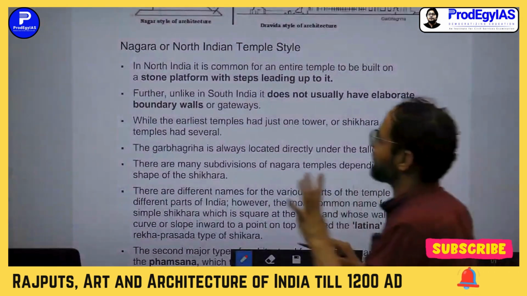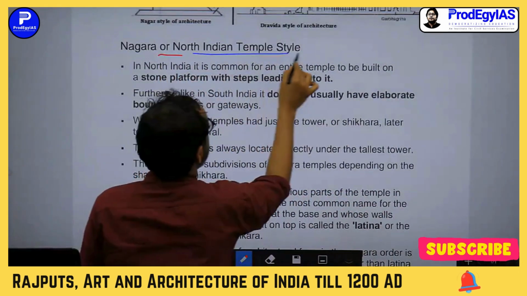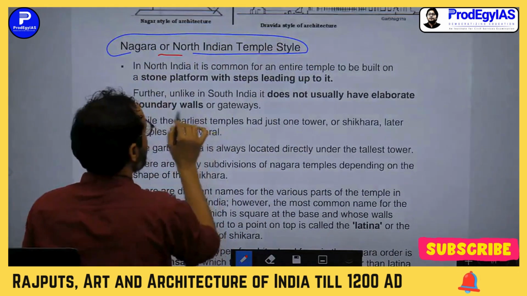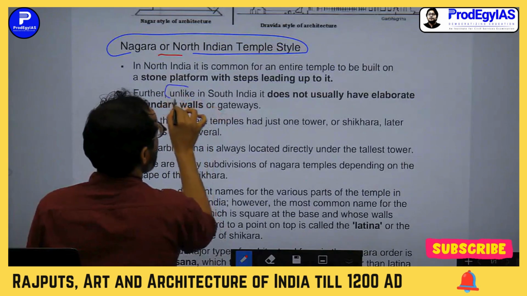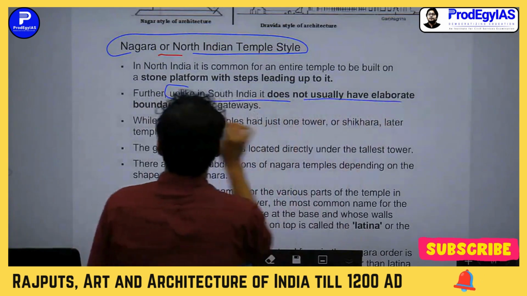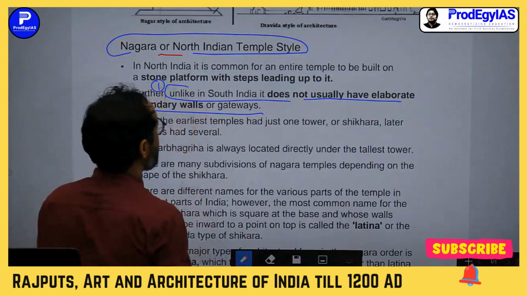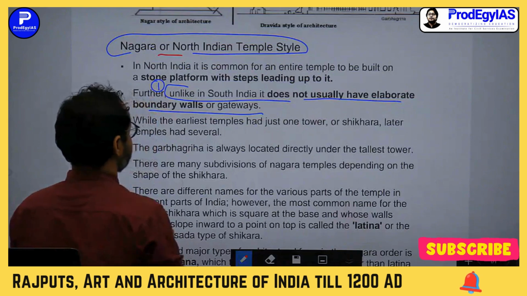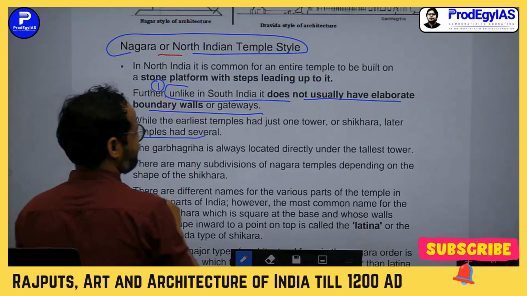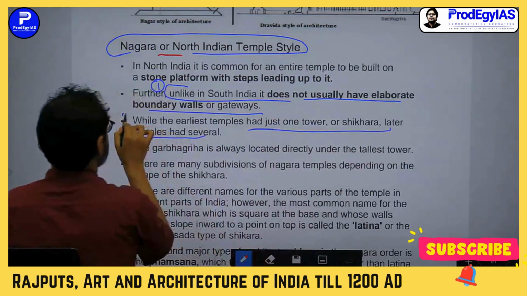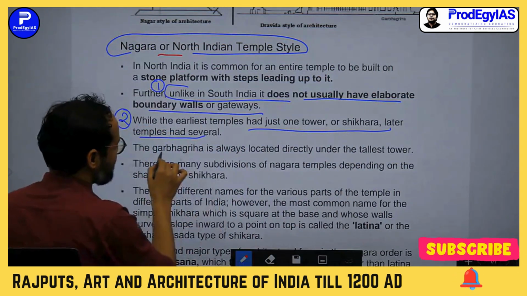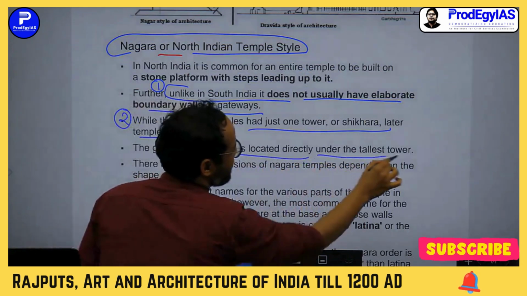Here's a simple difference. Just write this. After that, unlike in South India, North India does not have elaborate boundary walls. This should be a feature. UPSC can ask the question. Put that, add one. UPSC can also ask a question: Garbhagriha is always located directly under the tallest tower.